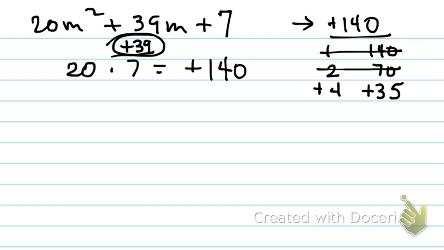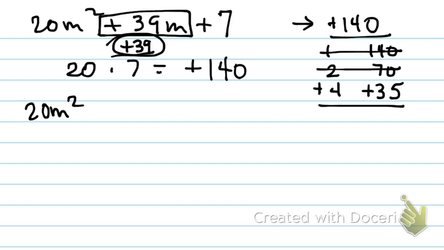What do I do with the 20m squared? Bring it down. I no longer have positive 39m. What am I going to have? Plus 4m plus 35m. Excellent.